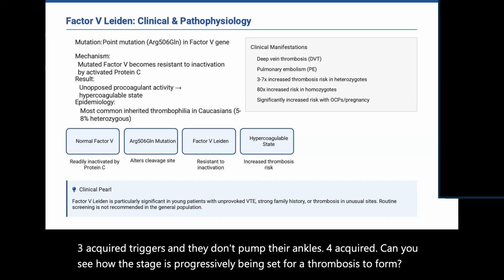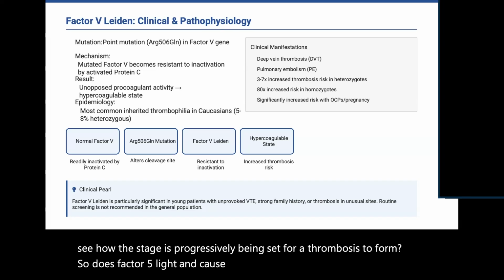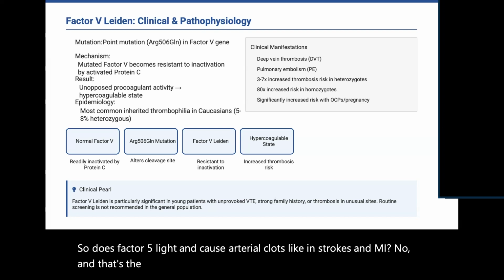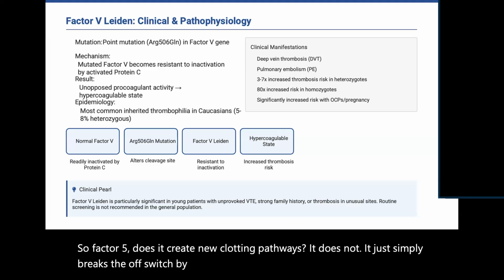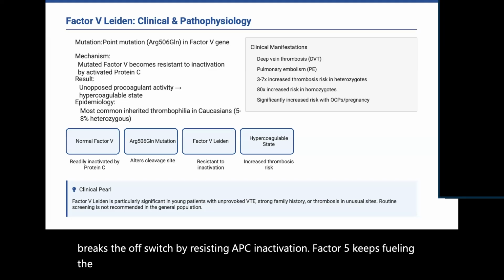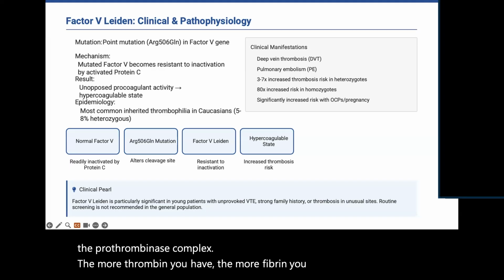So does factor V Leiden cause arterial clots like in strokes and MI? No, and that's the distinguishing factor. It's almost exclusively in veins. So factor V Leiden, does it create new clotting pathways? It does not. It just simply breaks the off switch. By resisting APC inactivation, factor V keeps fueling the prothrombinase complex. The more thrombin you have, the more fibrin you have, the more clots you'll form.